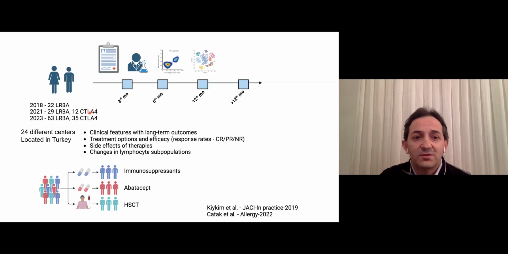So basically what we are doing for those patients after collecting the baseline clinical and immunological data, we follow up prospectively those patients in each center, looking for clinical features and long-term outcomes, especially for the treatment options, also the efficacy, how they respond to the different kinds of immunosuppression or abatacept, and record also the side effects of therapy and monitor the changes in lymphocyte subsets.